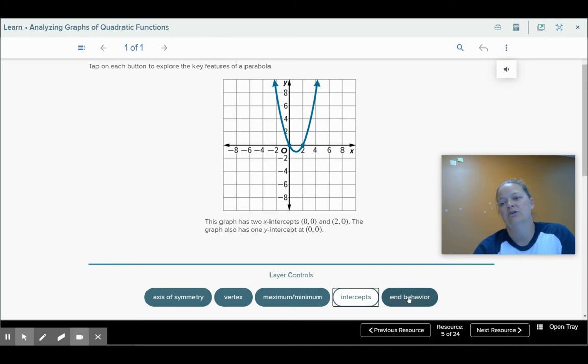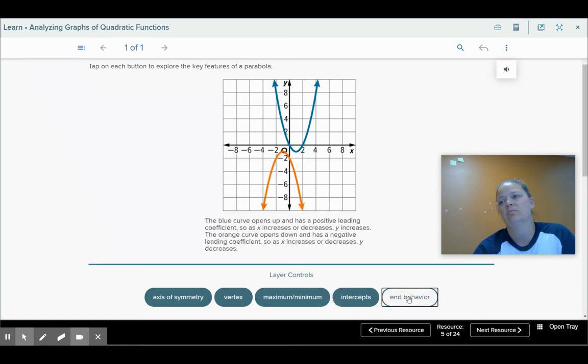And the last key feature is the end behavior. The blue curve opens up and has a positive leading coefficient. So as x increases or decreases, y increases. The orange curve opens down and has a negative leading coefficient. So as x increases or decreases, y decreases.